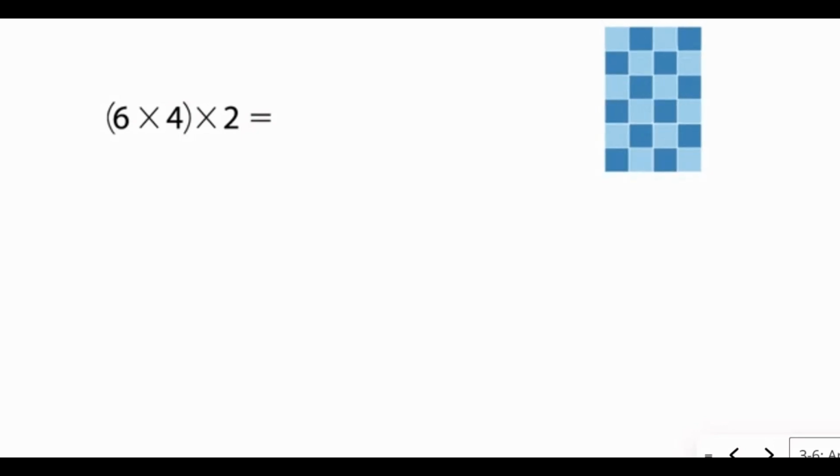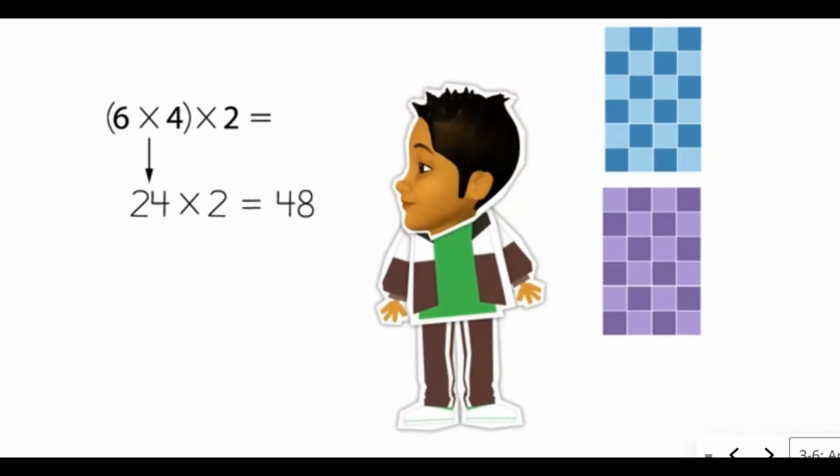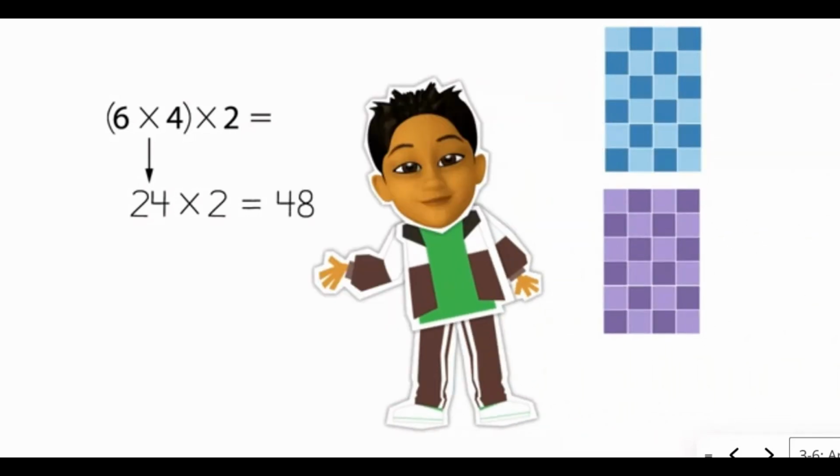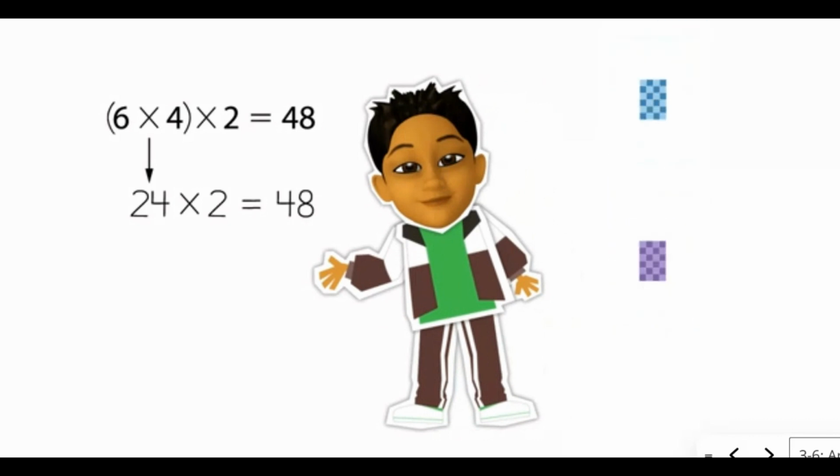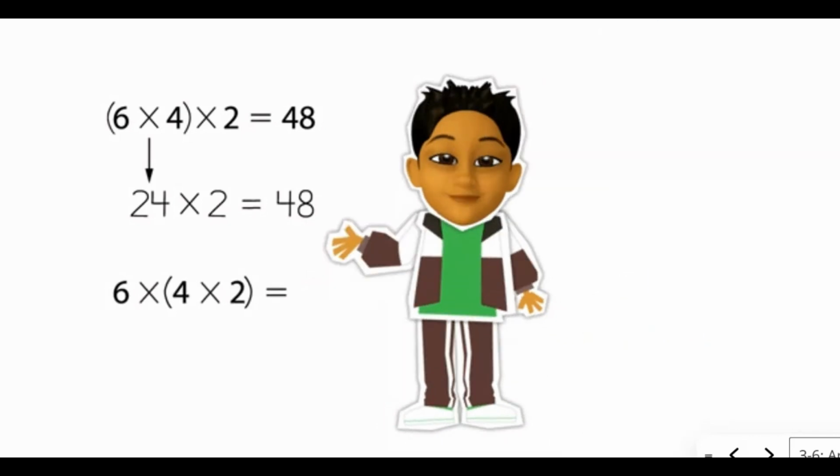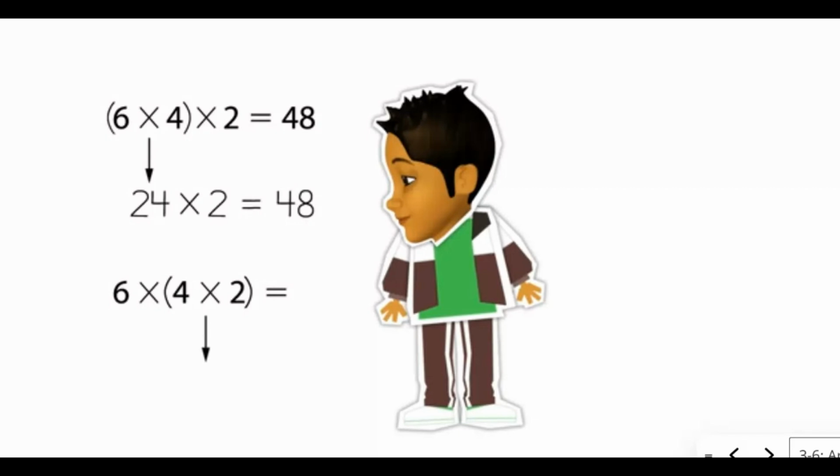Let's see how. First, we multiply 6 times 4, which equals 24. Then, we multiply 24 times our last factor of 2 and get 48. So, 6 times 4 times 2 is 48. But what if you group 4 times 2 together? Let's try it out. 4 times 2 equals 8.